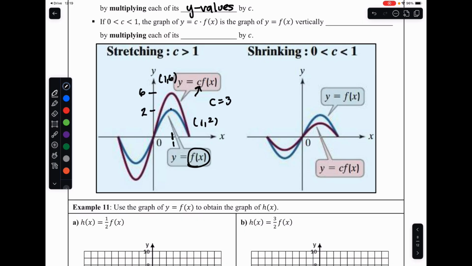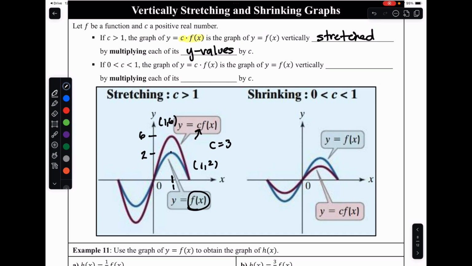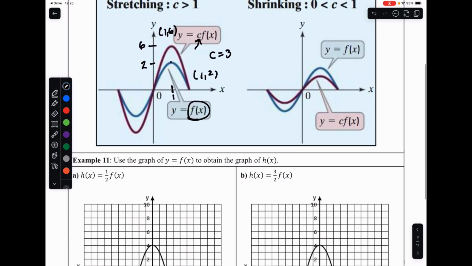So this c acts like an outside scalar, a multiplication value, to your y coordinates. So this notation means to multiply your y values by c. Now if that value of c is less than 1, then the opposite occurs: instead of stretching it and making it taller, it's going to shrink it by multiplying each one of its y values, or y coordinates, by that value of c. So let's look at 2 examples of this, one making it bigger, one making it smaller.